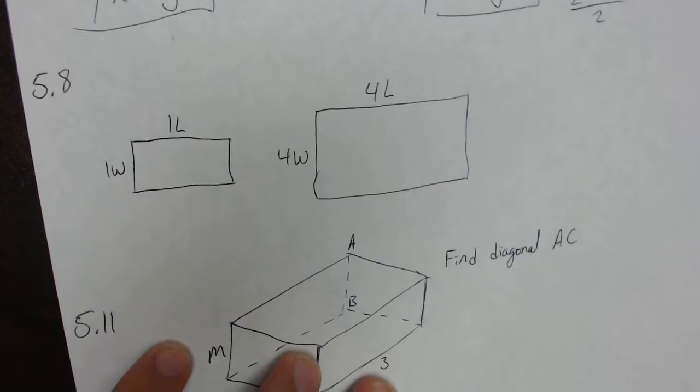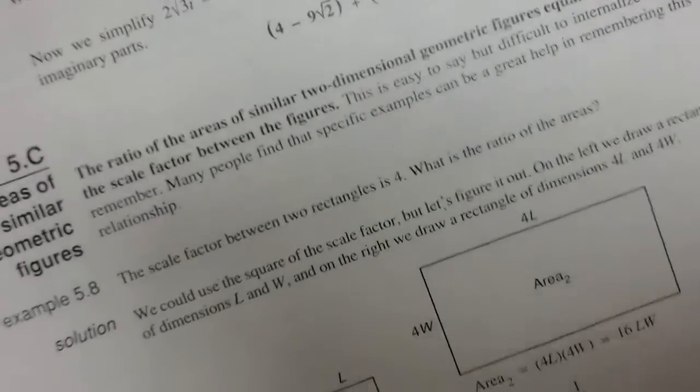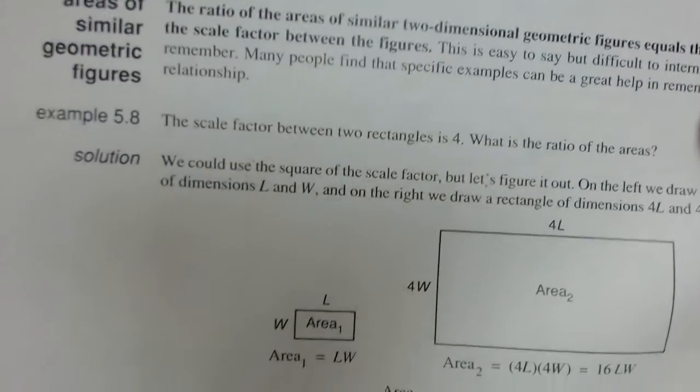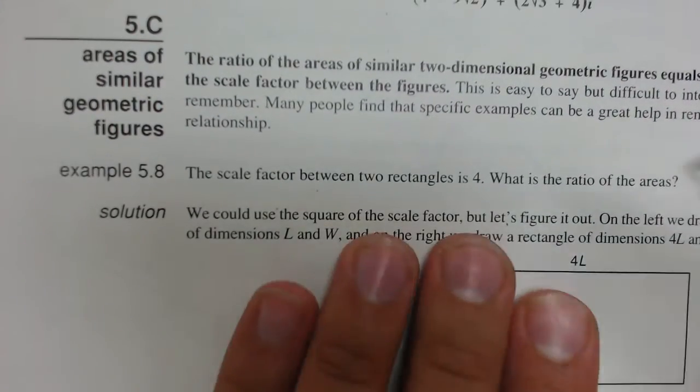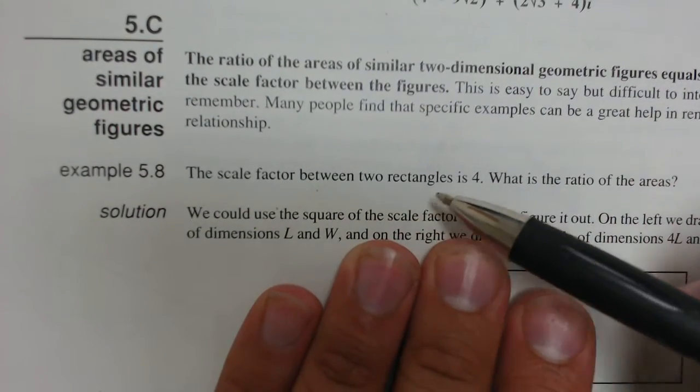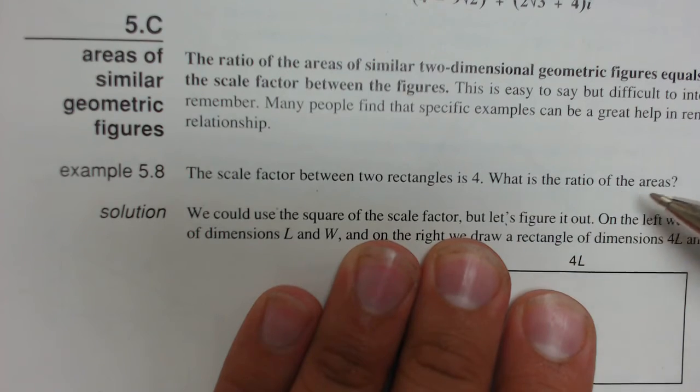Moving on. So we go to 5.8. We're going to go to the book for the question here. On 5.8, they tell us that the scale factor between two rectangles is 4. What is the ratio of areas?